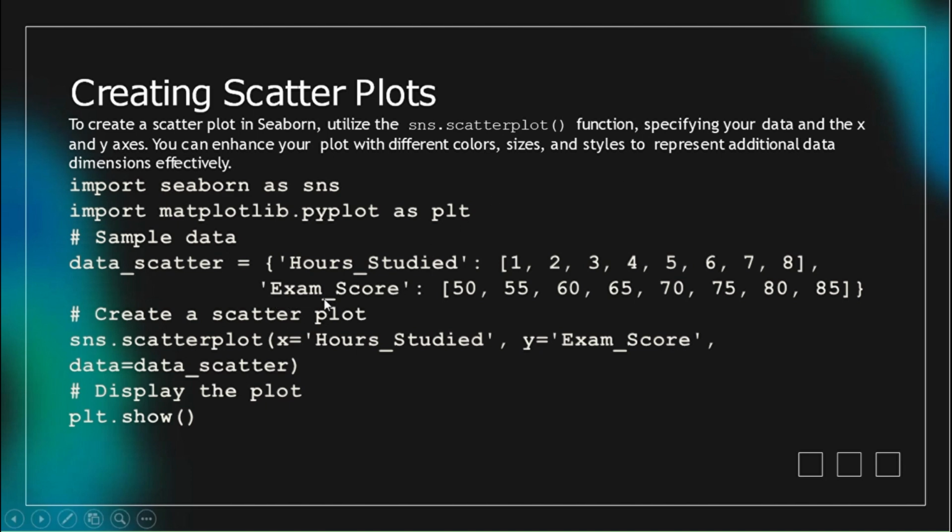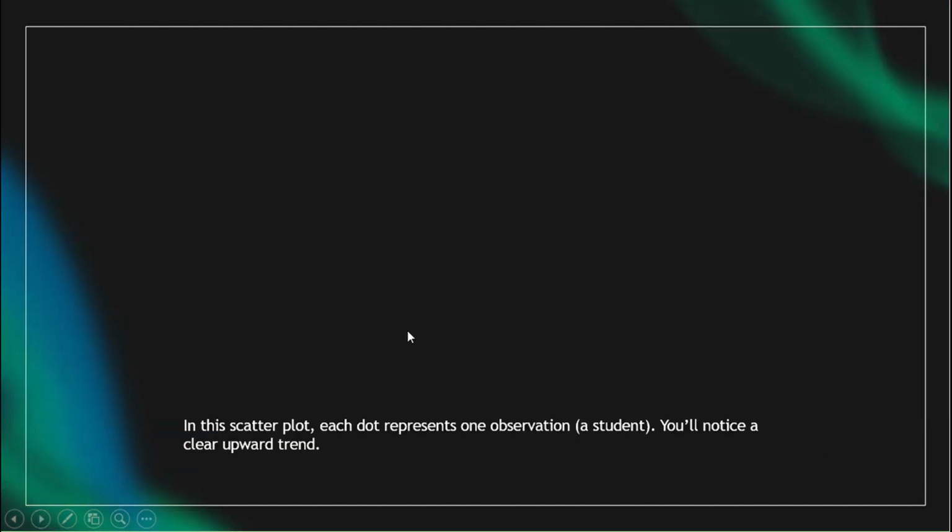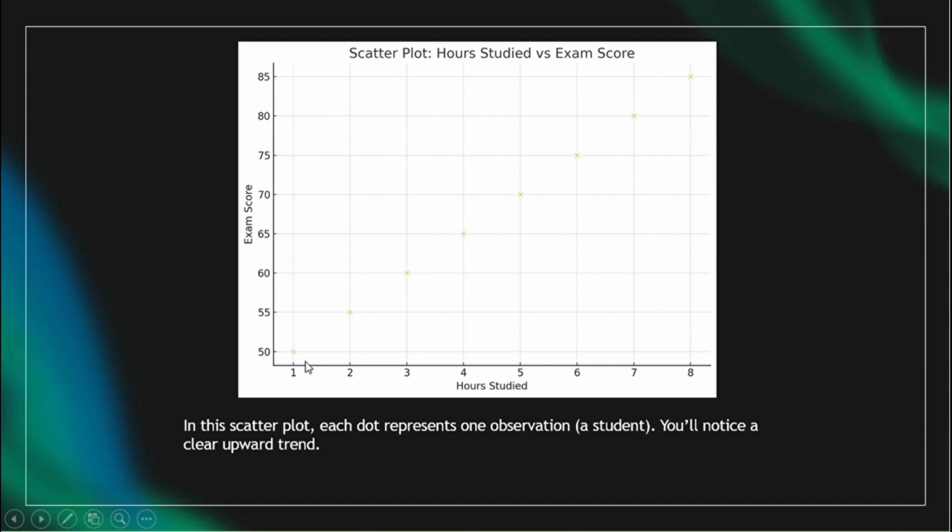Then we use Seaborn's scatter plot function to create the plot. The x parameter represents the number of hours studied and the y parameter represents the exam score. Then finally we use the plt.show function to display the scatter plot. So what do we observe from this example? In this scatter plot, each dot represents one observation, a student. You will notice a clear upward trend which suggests that as the number of hours studied increases, so does the exam score. This indicates a positive correlation between these two variables.